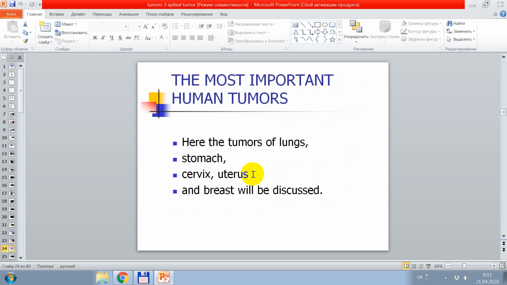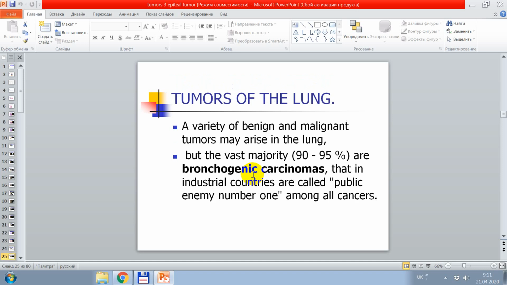The most important human tumors. Here the tumors of lungs, stomach, cervix, uterus, and breast will be discussed. Tumors of the lung. A variety of benign and malignant tumors may arise in the lung, but the vast majority, 90 to 95%, are bronchogenic carcinomas, which in industrial countries are called public enemy number one among all cancers.